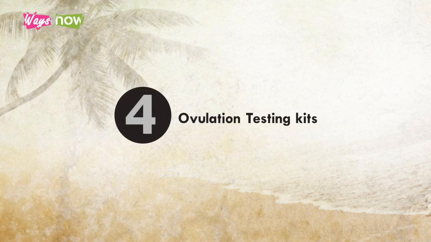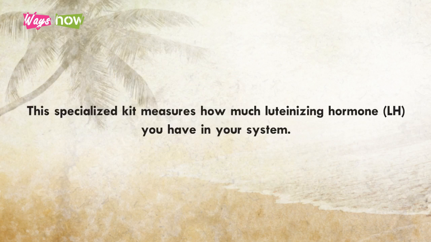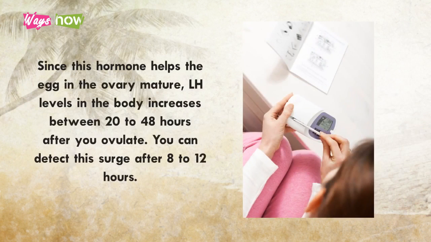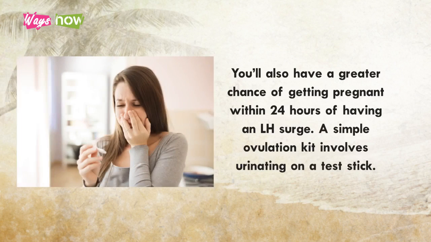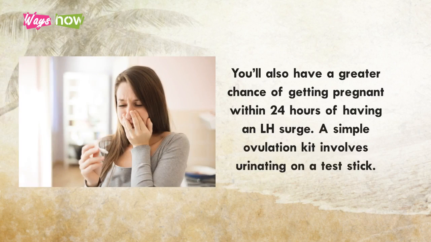4. Ovulation Testing Kits. This specialized kit measures how much luteinizing hormone, LH, you have in your system. Since this hormone helps the egg and the ovary mature, LH levels in the body increase between 20 to 48 hours after you ovulate. You can detect this surge after 8 to 12 hours. You will be able to detect which are your most fertile days 2 days after ovulating. You'll also have a greater chance of getting pregnant within 24 hours of having an LH surge.